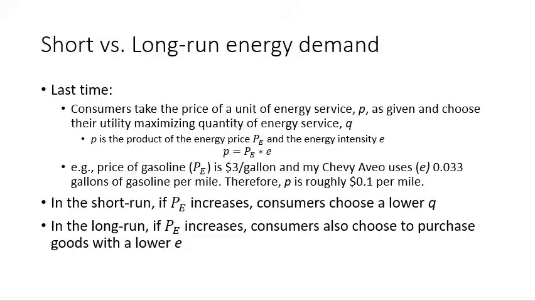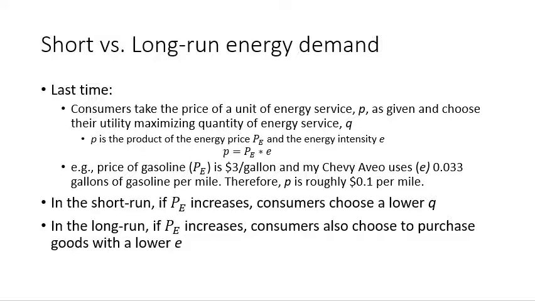Last time, we had consumers taking the price of a unit of energy service P as given, and they choose their utility maximizing quantity of energy service Q. P is the product of the energy price, PE, subscript E, and the energy intensity, little e. So P is equal to PE times e. So for example, the price of gasoline P subscript E is $3 per gallon, and my Chevy Aveo uses lowercase e 0.033 gallons of gasoline per mile, then we can take the product of those two, and therefore the price of the energy service is lowercase p, which is roughly equal to 10 cents per mile.